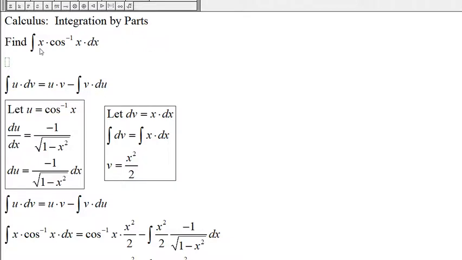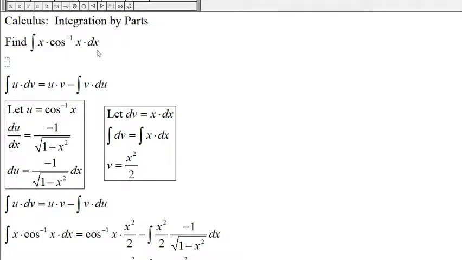Here we have x times cosine inverse x dx, and so we have to decide something for u and then the rest of it for dv. And once again, this is a trial and error process, and so we let u be cosine inverse of x. If it doesn't work out, then we go back and let u be something else.